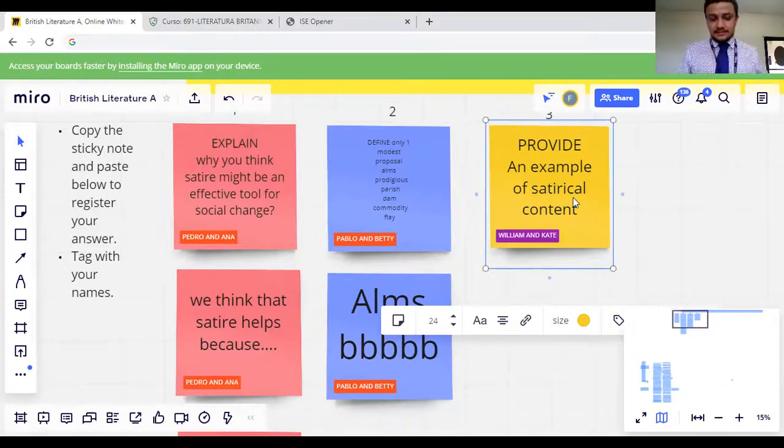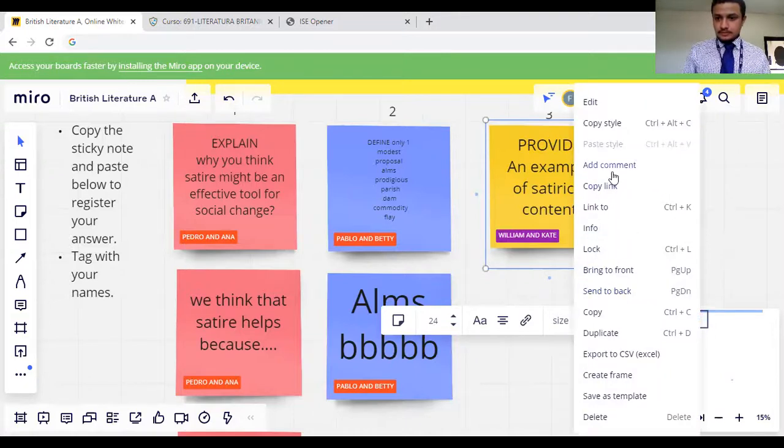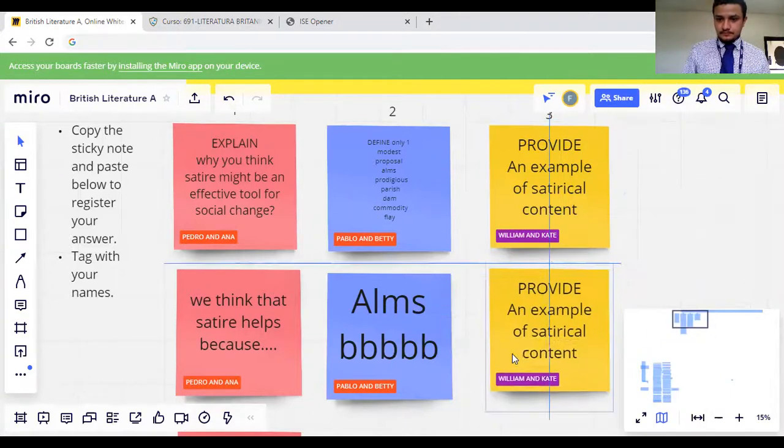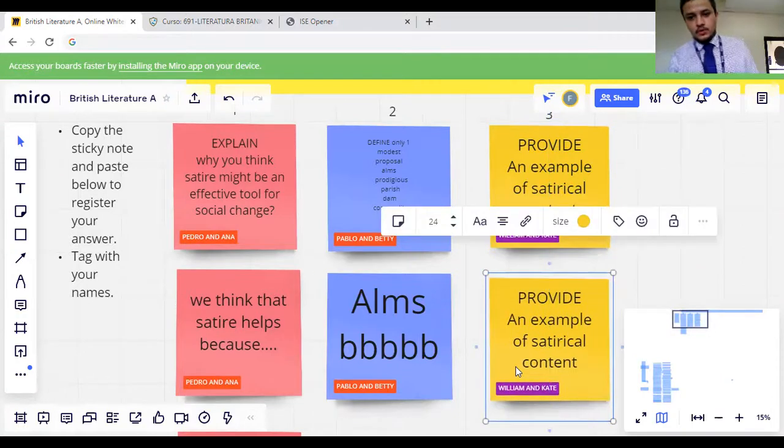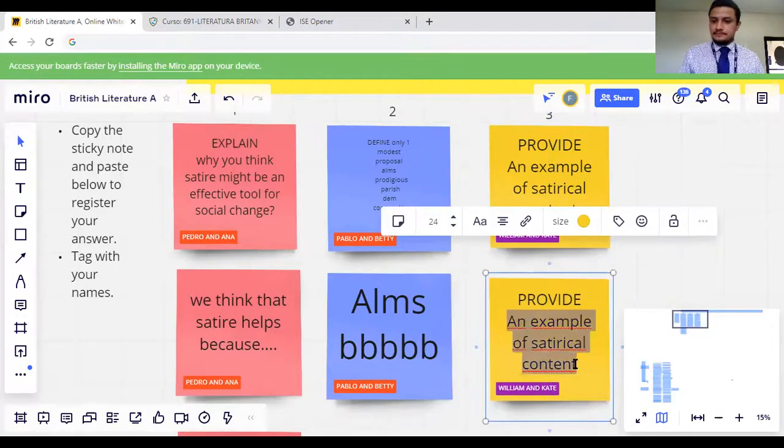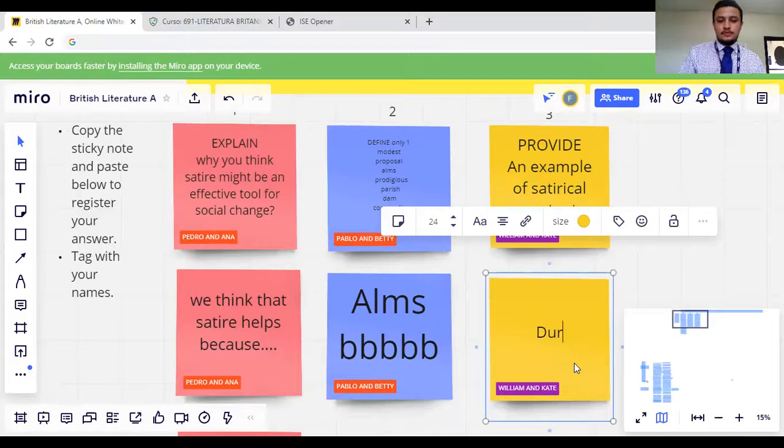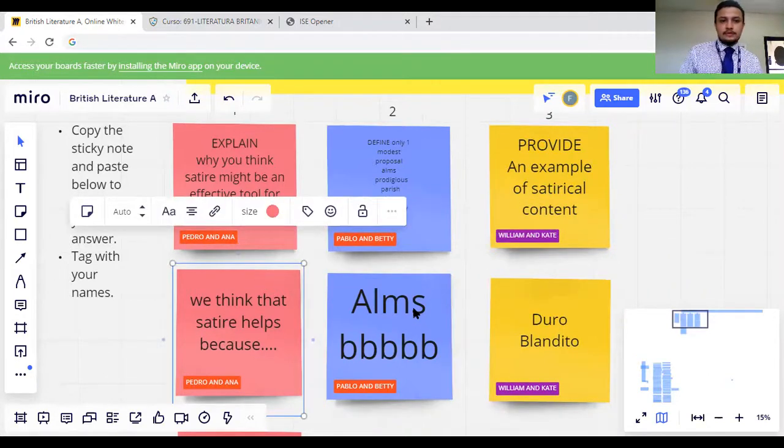Con el siguiente task, otra vez le doy copiar, o le pongo duplicar. Y luego, provide an example of satirical content. Yo voy a poner uno de los shows, por ejemplo, Duro, Blandito. Me aseguro de ponerle la etiqueta con el nombre de la pareja. No importa que aquí haya Pedro y Ana, pero aquí haya otra pareja, siempre y cuando tú le vayas poniendo el tag, no importa el orden. Por favor, respetemos el orden de los compañeros y van haciéndolo para abajo.